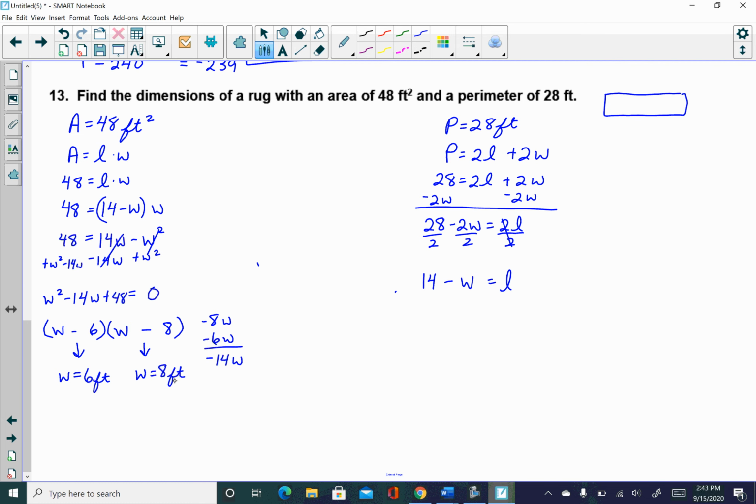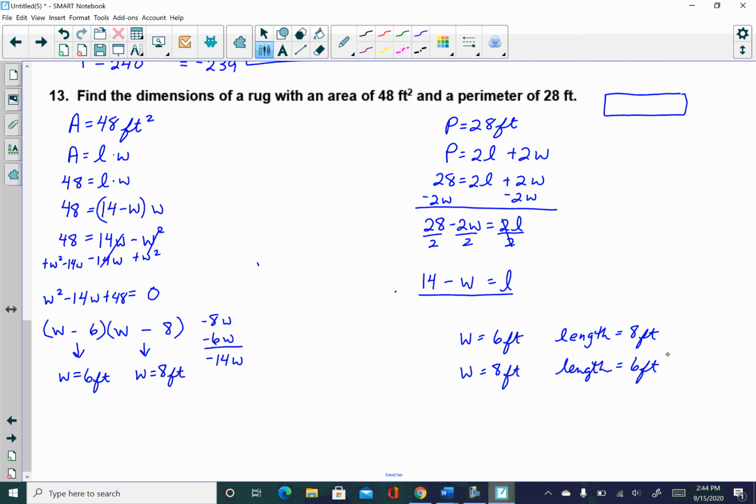So essentially you've got two options, and length and width are basically relative, but I'll write it here nonetheless. If we define that our width is 6 feet, then to find our length, we plug it into this formula, 14 minus our width, so 14 minus 6, our length would be 8 feet. Or if you started out and said, okay, my width is 8 feet, then to find my length is going to be 14 minus 8, which is 6 feet.